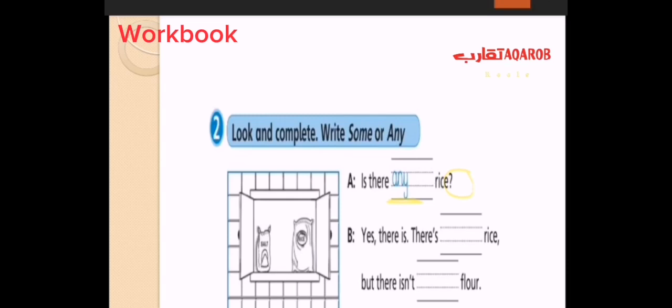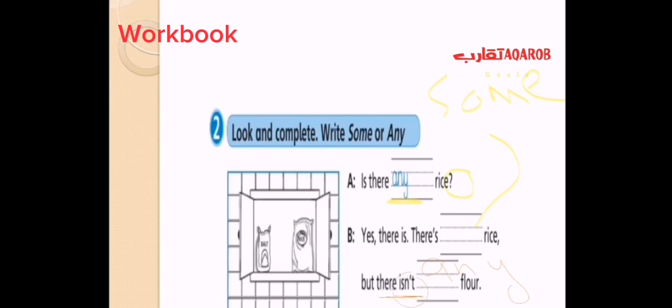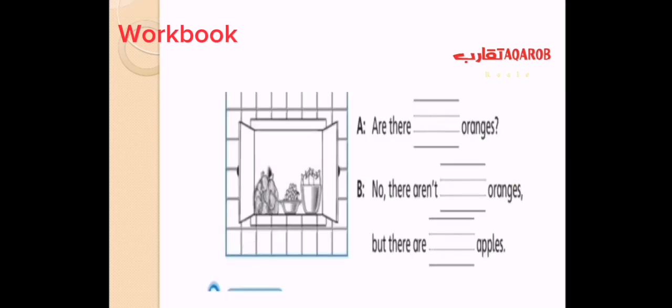B, yes, there is. There is rice. Which one is correct? Some or any? Yes, some. Excellent. But there isn't. There isn't. Some or any? Yes, any. Why? Because this is a negative sentence.